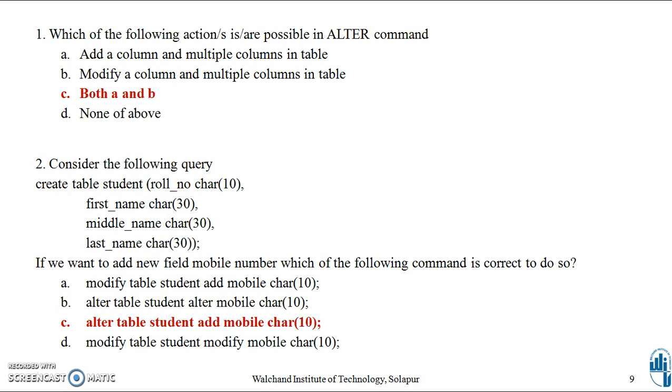The second question was, consider the following query, and if we want to add the new field mobile number, which of the following commands is correct to do so? To add a column in the table, the alter table syntax is alter table, table name, add column name, column definition. So, to add new field mobile number in the table student, the command is alter table student, add mobile, char 10. Hence, the answer is option C.